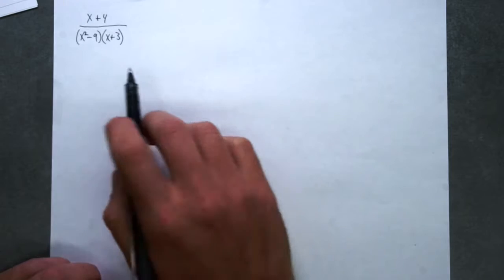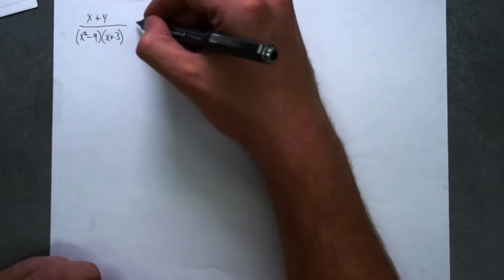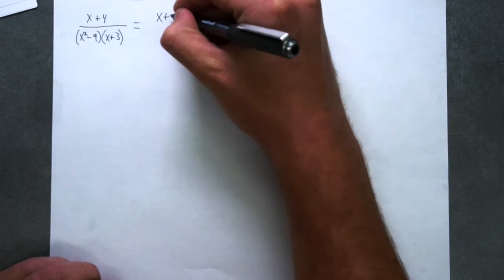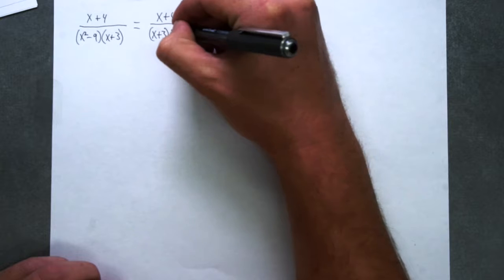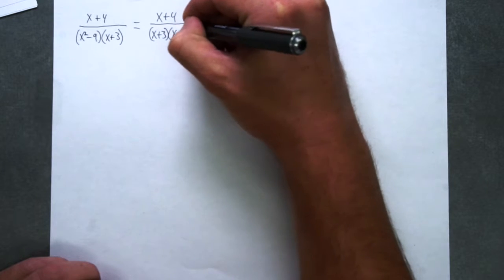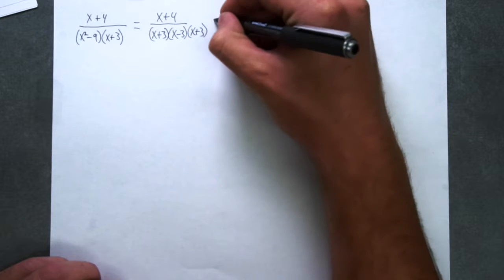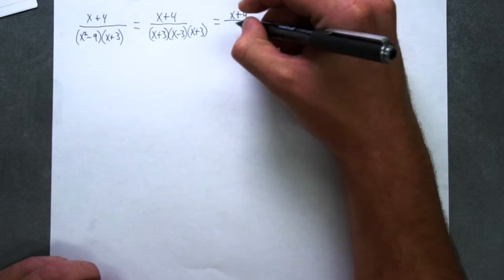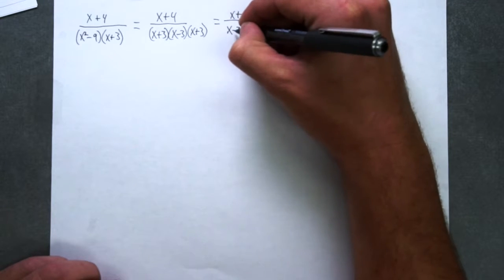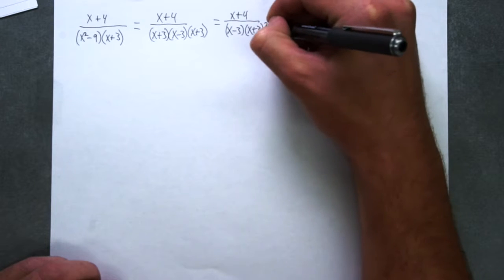One thing that we notice immediately is that we can factor this x² − 9 term. And we get (x + 4) / ((x + 3)(x − 3)(x + 3)). This is then equal to (x + 4) / ((x − 3)(x + 3)²).